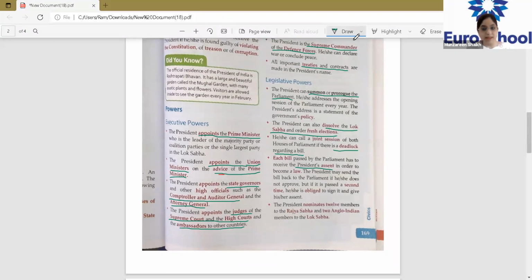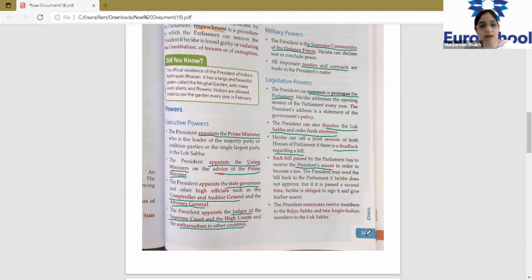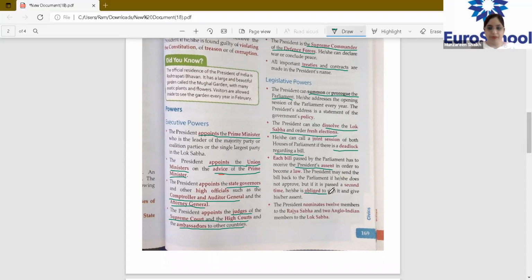But if it is passed the second time, he or she is obliged to sign it and give his or her assent. That means the president can reject it once, but after the first rejection, when the bill comes back to the president a second time, the president is obliged to sign it, to approve it.